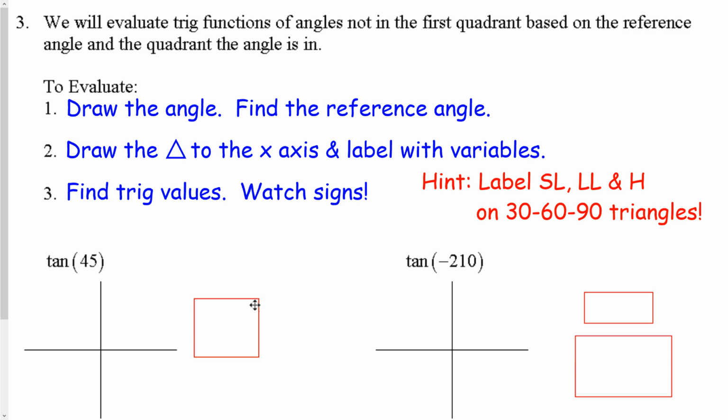So as we go through these examples, if you need to pause the video at any time to make sure you get all the information down, especially when you're drawing the angle and your triangle and you're labeling them, please make sure you do.